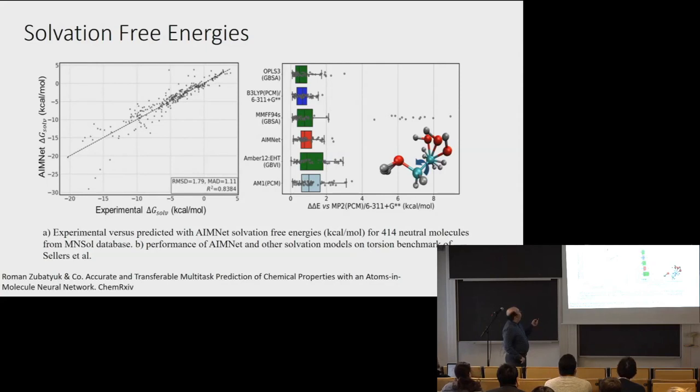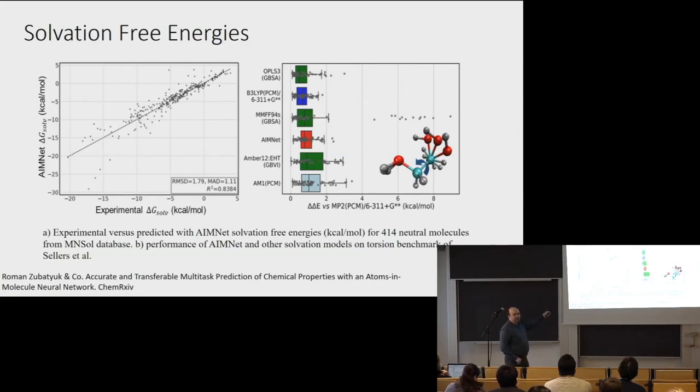However, the solvation free energy can be measured, and there is the MNSol database maintained by the University of Minnesota that has an extensive number of Gibbs free energies of solvation for drug-like molecules. None of these molecules are in our training data. Basically, we get an RMSE of 1.8 kcal per mole and a very nice R squared. This is the experimental versus predicted.